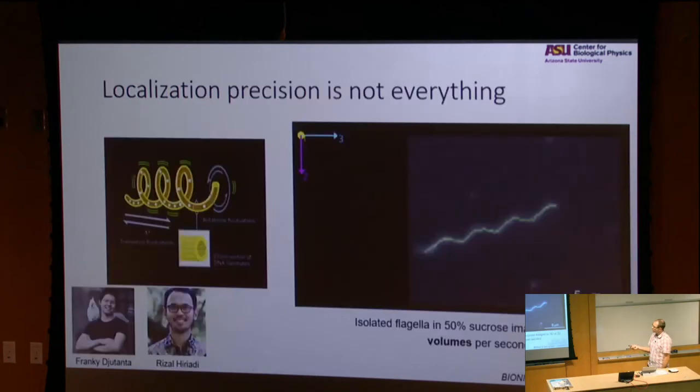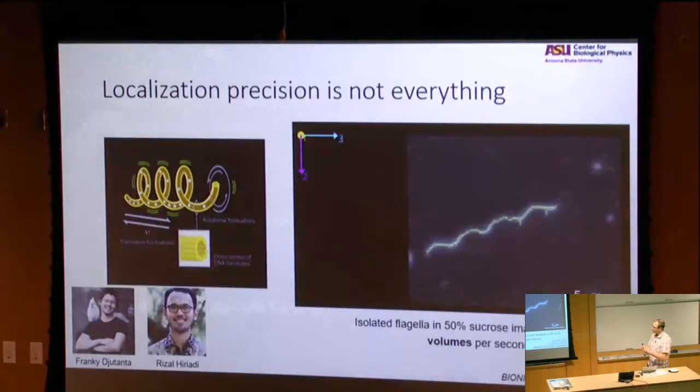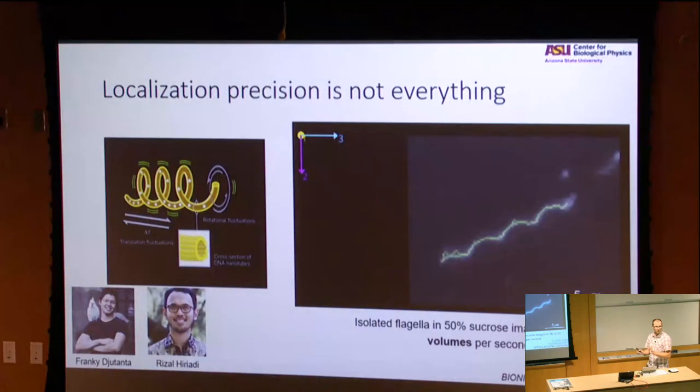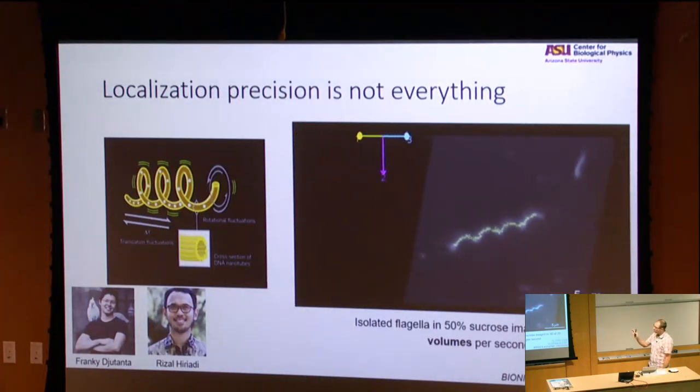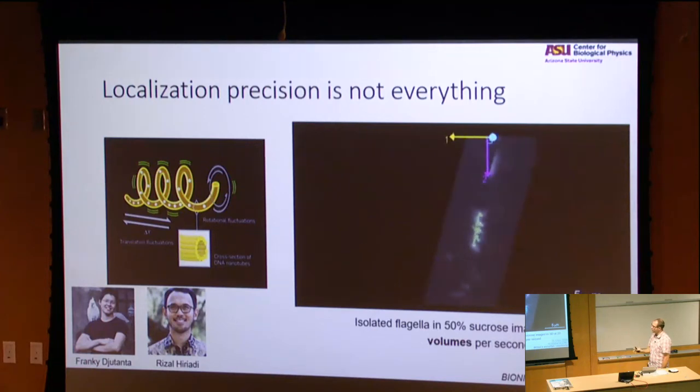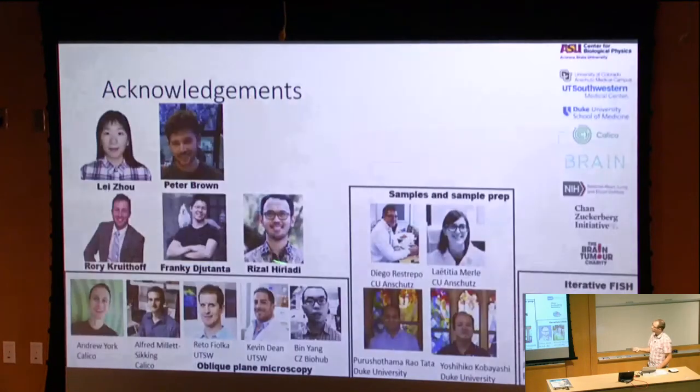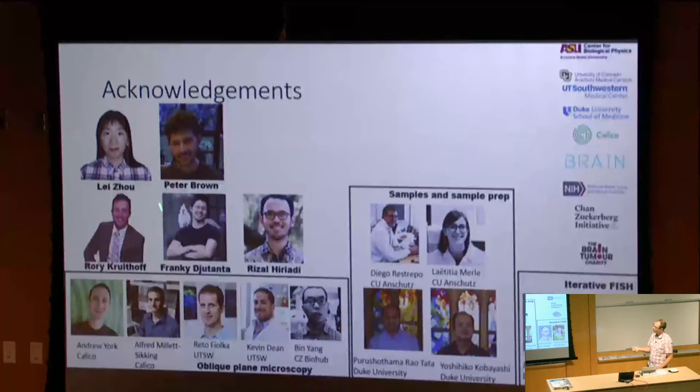In particular, because they enable experiments like this one, which just are not possible otherwise. You can start to ask fundamental questions about how these nanostructures interact with the fluid around them in 3D at very fast time scales. This is why we're capturing this stuff in action, which we're not able to do otherwise. All of this work was mainly done by Lei Zhao, Peter Brown, and Roy Krudoff in my lab.